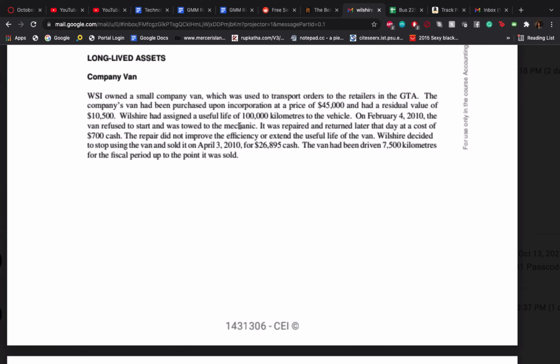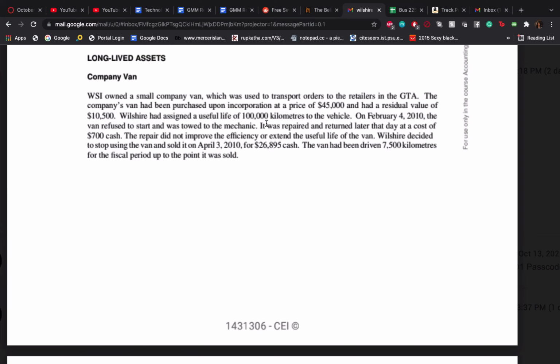Wilshire assigned a useful life of 100,000. What does residual value mean? Residual value means that at the end of when you've depreciated, no matter how much you depreciate this item, the value cannot go below 10.5k, meaning you will always find somebody on the marketplace willing to buy it for that much. When you see a useful life assigned in kilometers or anything, you know you're using units of output.